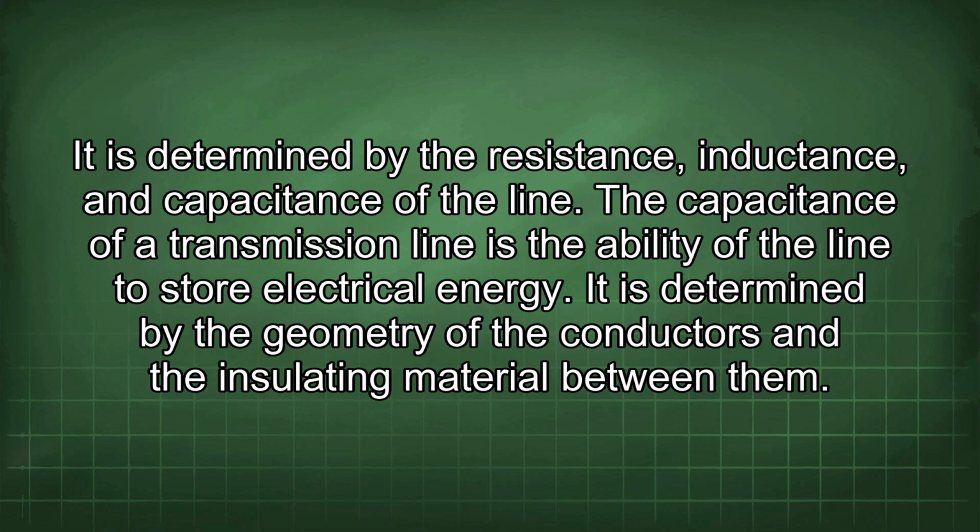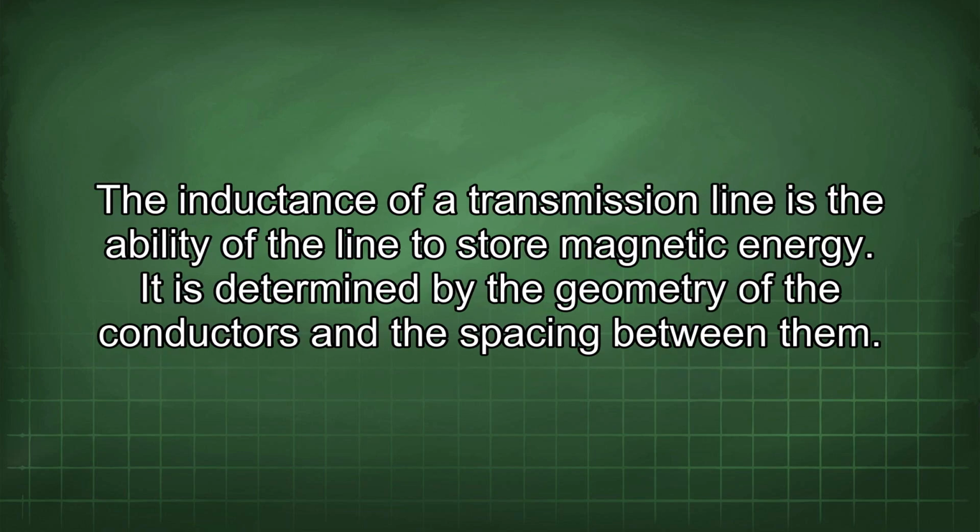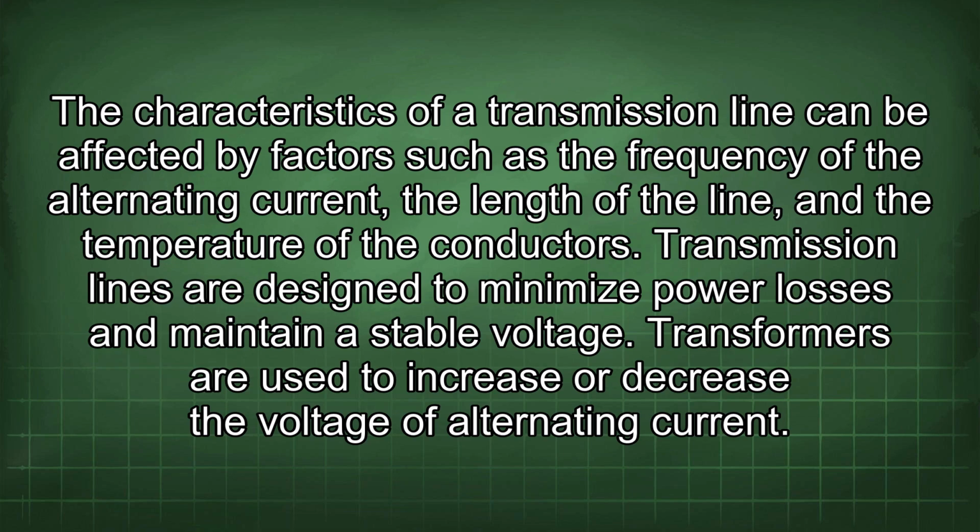The capacitance of a transmission line is the ability of the line to store electrical energy. It is determined by the geometry of the conductors and the insulating material between them. The inductance of a transmission line is the ability of the line to store magnetic energy. It is determined by the geometry of the conductors and the spacing between them. The characteristics of a transmission line can be affected by factors such as the frequency of the alternating current, the length of the line, and the temperature of the conductors. Transmission lines are designed to minimize power losses and maintain a stable voltage.